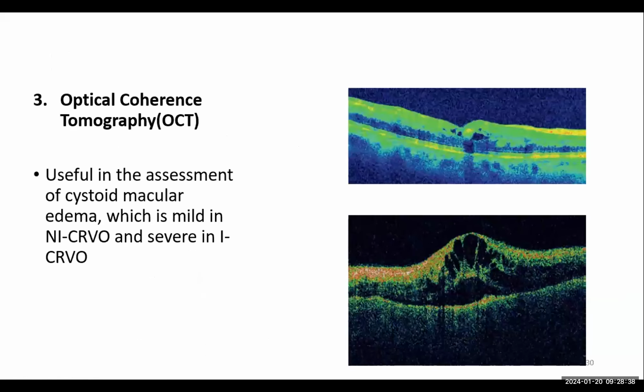Then also important is optical coherence tomography. It's used in assessing the macular edema. So the OCT will be able to highlight cystoid macular edema. The macular edema is usually mild in the non-ischemic type and usually severe in the ischemic type.